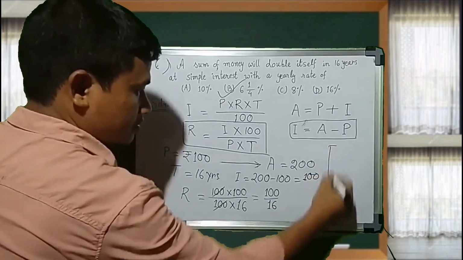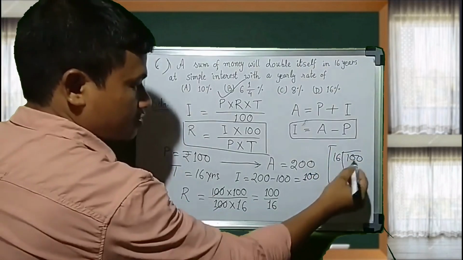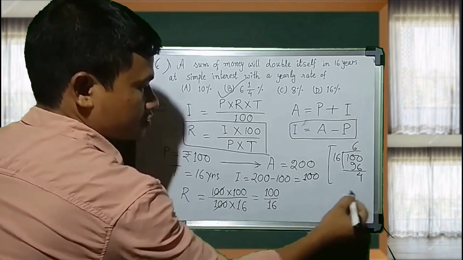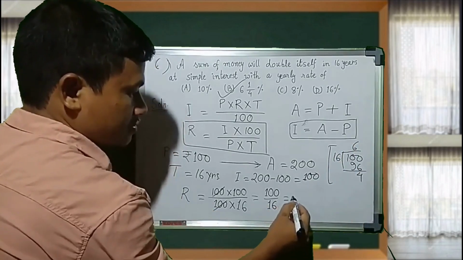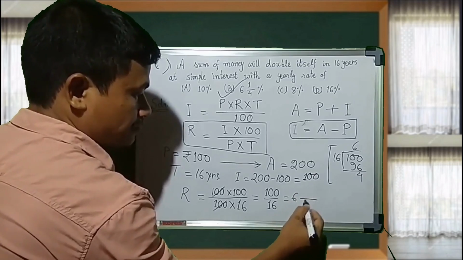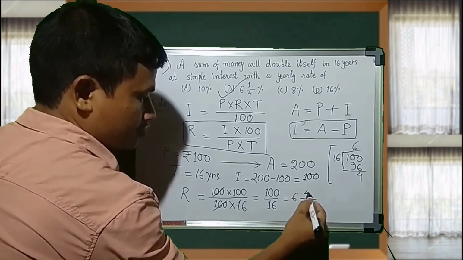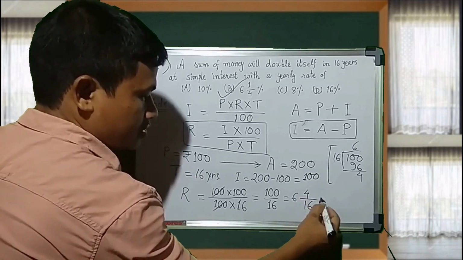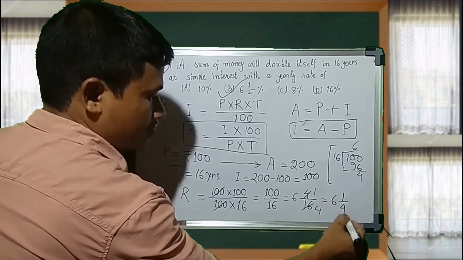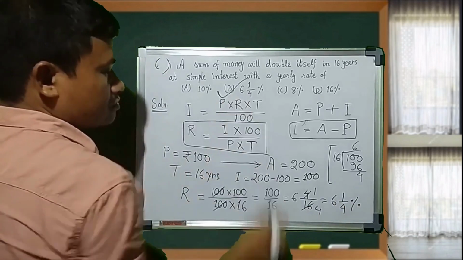So on dividing 100 by 16, we get 6 whole 4 by 16. Then 4 1s are 4, 4 4s are 16. So 6 whole 1 by 4%. So what is the correct answer? The correct answer is B. B option is correct.